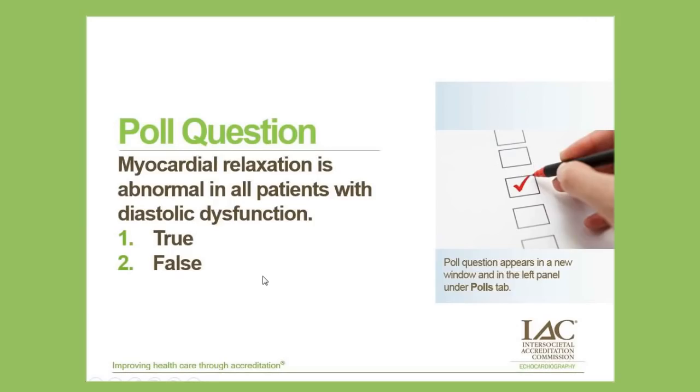Okay, so we're going to go back to our poll questions, and we'll see how much you learned today. The first poll question: myocardial relaxation is abnormal in all patients with diastolic dysfunction. And I think I hammered that point enough. The first question is true. The audience responded true 91%, false 8%.